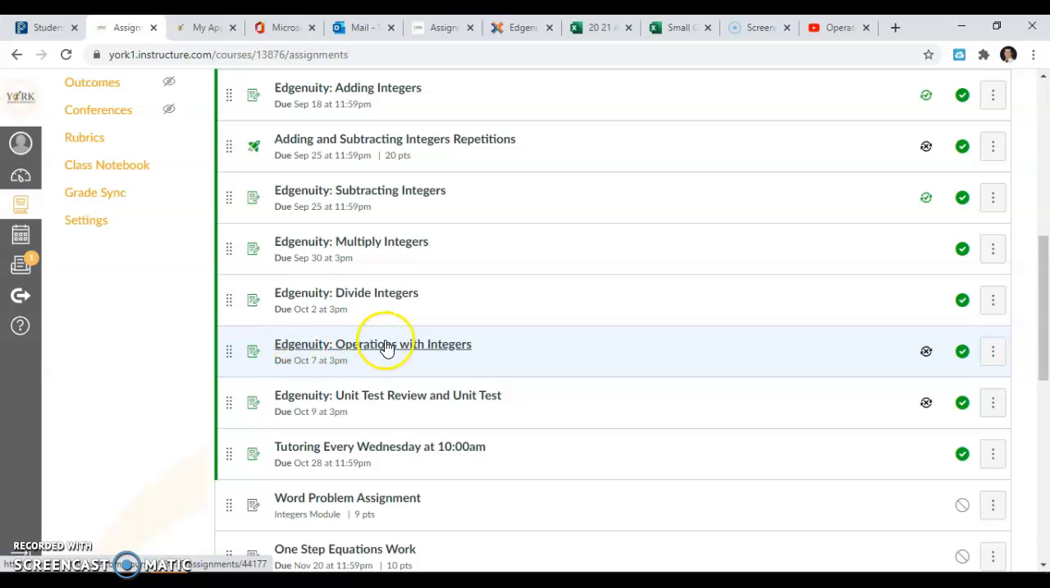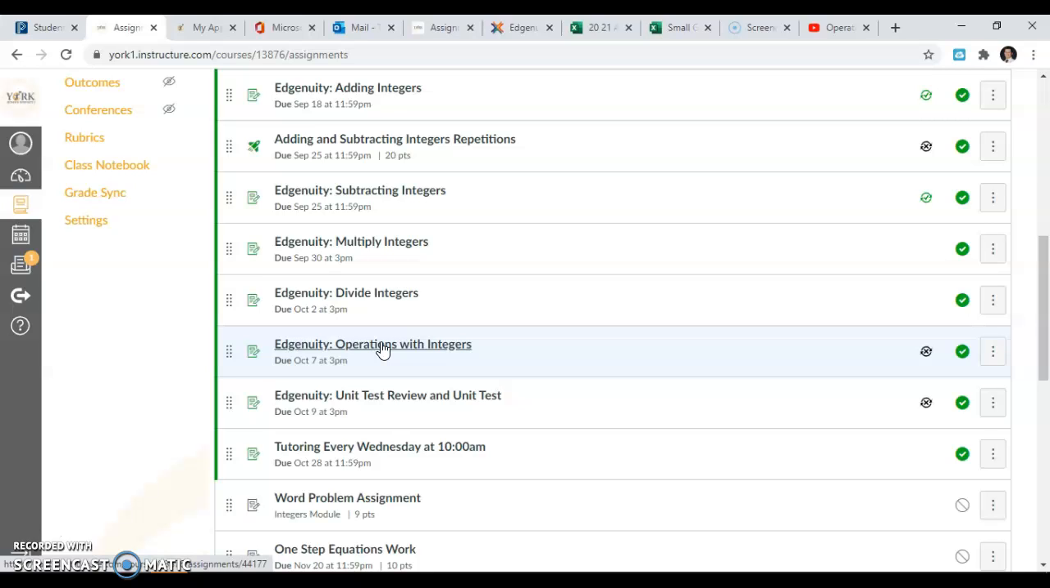So Edgenuity, operations with integers. Up until this point, we've worked on addition, subtraction, multiplication, and division individually. So like one whole section was dedicated to addition. This week, we're going to put it all together.